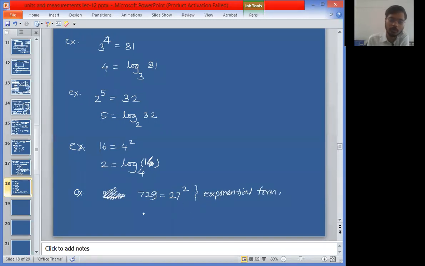Let us convert this form into logarithmic form. Index is equal to log of answer. The answer is 729 to the base, base. What is the base of the log? The base of the index is the same as the base of the log. Base is 27. Up to this, reply in the chat box, is it clear? Now all of you can very easily convert exponential to logarithm, and logarithm to exponential. That is also possible.